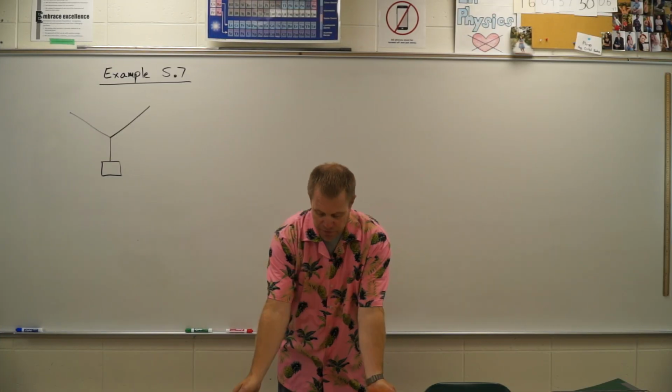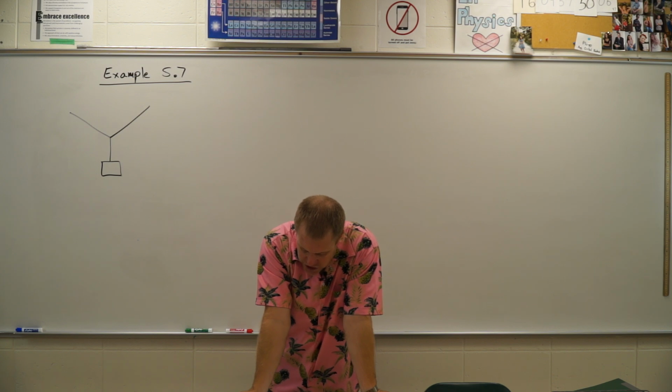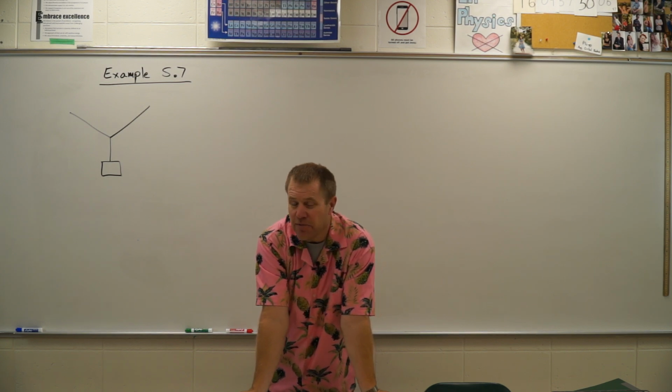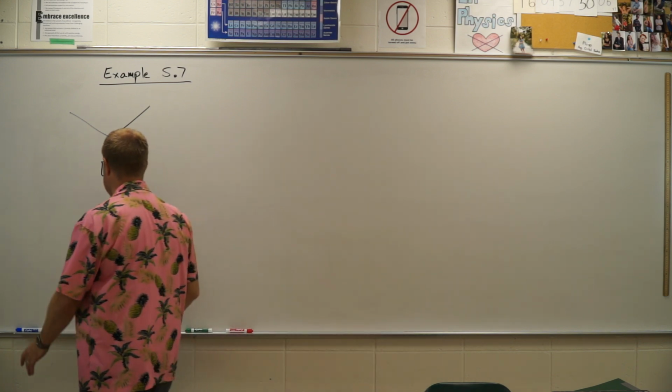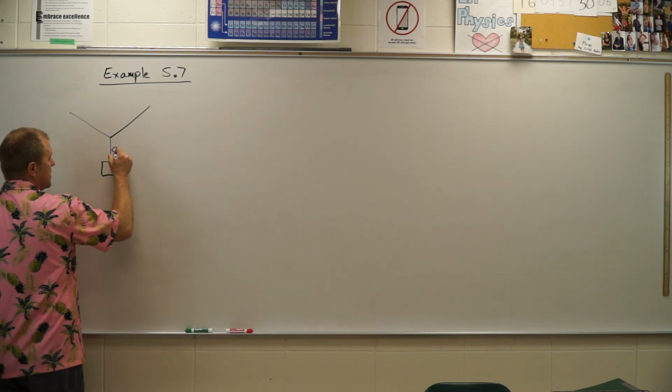Let's take a look at this example 5.7. It says find the tension in each cord if the weight of the suspended object is W. So it wants me to find the tensions in terms of W for tension A, B, and C. The easiest one to do is C to start with.